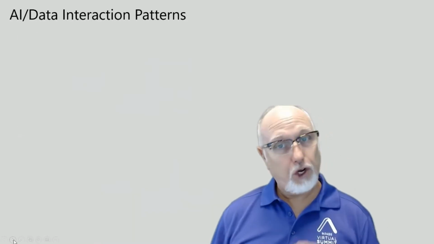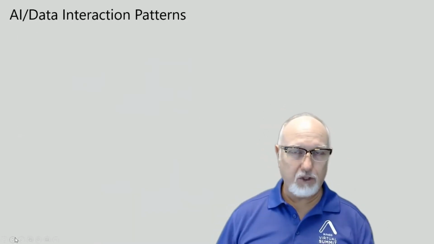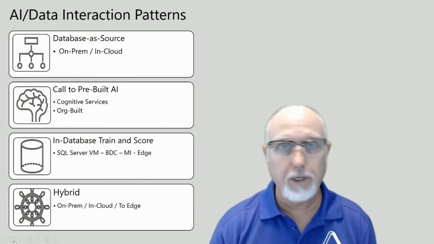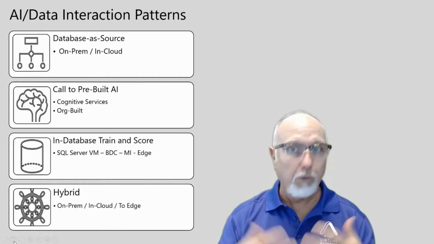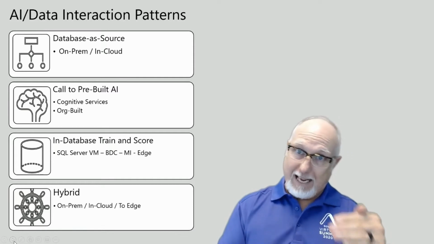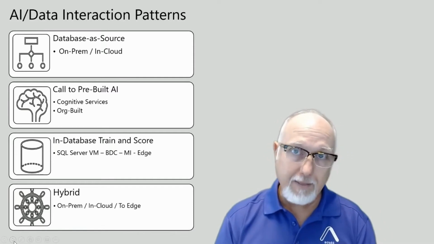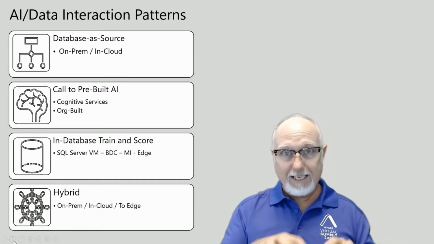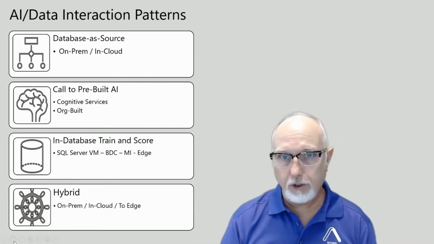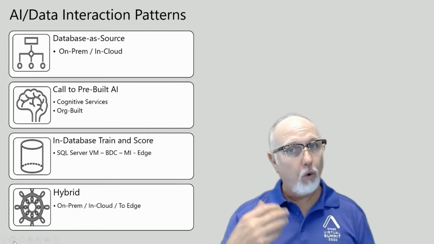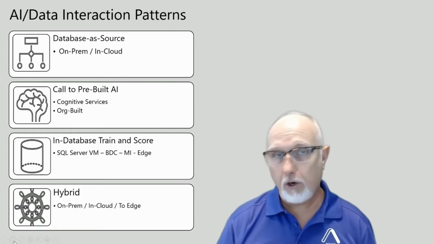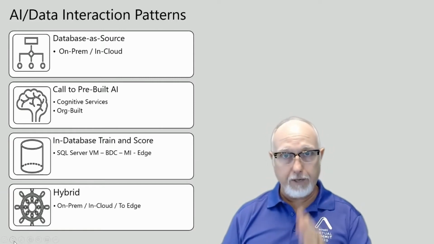All right, now let's talk about those interaction patterns. So we're talking about AI and data interaction patterns, and here are the ones we're going to cover in this session. Now there are more, but these are the buckets that I've chosen. The first one we'll take a look at is database as source. And what I mean by that is the data will reside in a database, and then you'll use AI against that. And there are some best practices and so on. This can be done on premises or in the cloud. It can actually be done on the Azure cloud or any other cloud. And we'll take a look at all of the options that you have here in the next module.